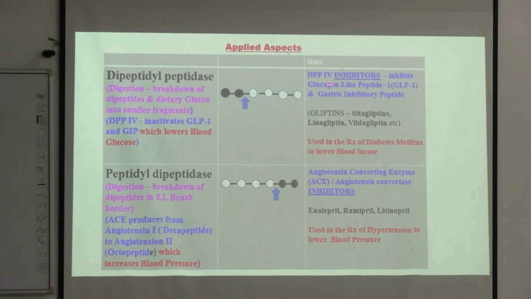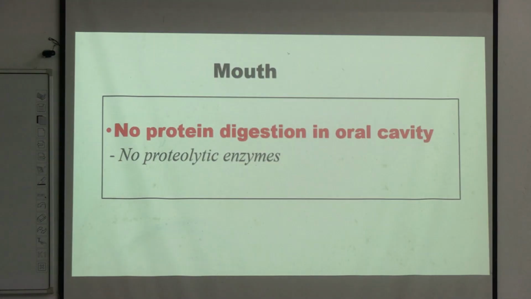So DPP inhibitors are gliptins, which are used in the treatment of diabetic patients. Similarly, peptidyl dipeptidase converts an octapeptide, angiotensin I, into the decapeptide, by removing two amino acids, which increases blood pressure. So inhibitors of this peptidase are basically ACE inhibitors. They are used for lowering blood pressure in hypertensive patients. These drugs are used. In the mouth, there is no digestion of the protein, as I told you.